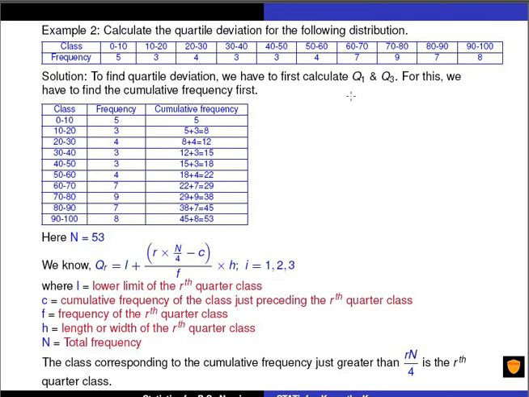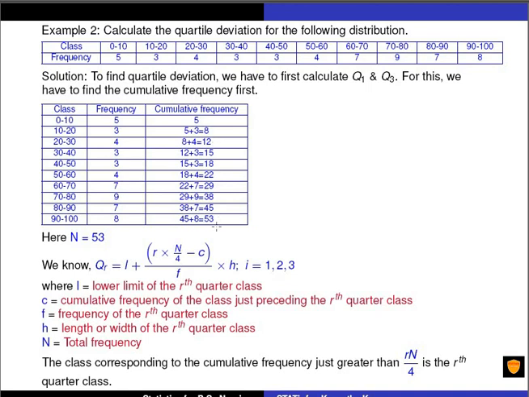So for calculating median, what do we need? We need cumulative frequency. Class interval is given to you, frequency is given to you, then you have to find the cumulative frequency. How do we calculate cumulative frequency? We just put the same value of frequency for the first cell. The frequency of the first class interval is 5, so we simply put 5 here. After that 5 plus 3, which is equal to 8, then 8 plus 4, which is equal to 12. In this way we calculate cumulative frequency for each class interval.